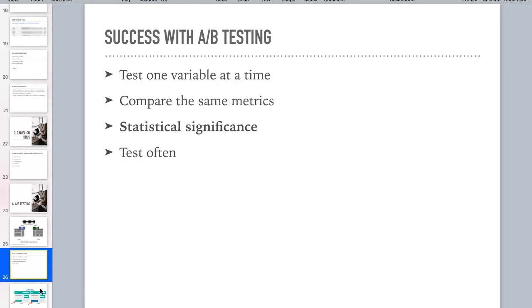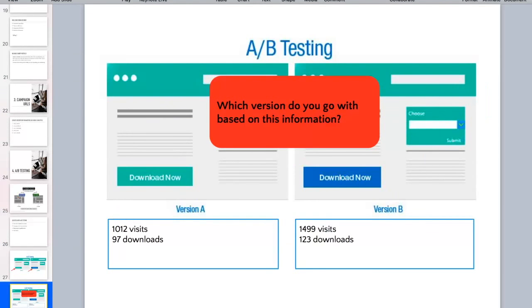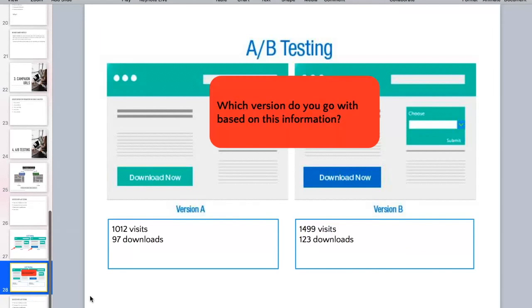So let's look at some examples for A/B testing. Here we have a very simple example of the download now button being green versus blue. So you have version A and then version B. Which ended up being more successful in encouraging people to download? Looking at the next slide, one version had 1,012 visits and 97 downloads. The other version had 1,499 visits and 123 downloads.